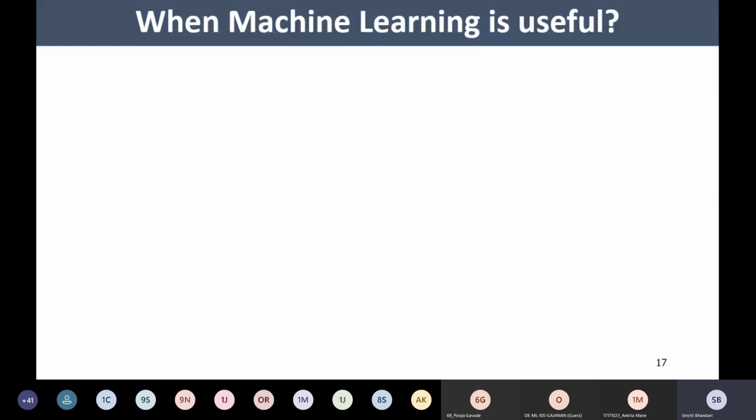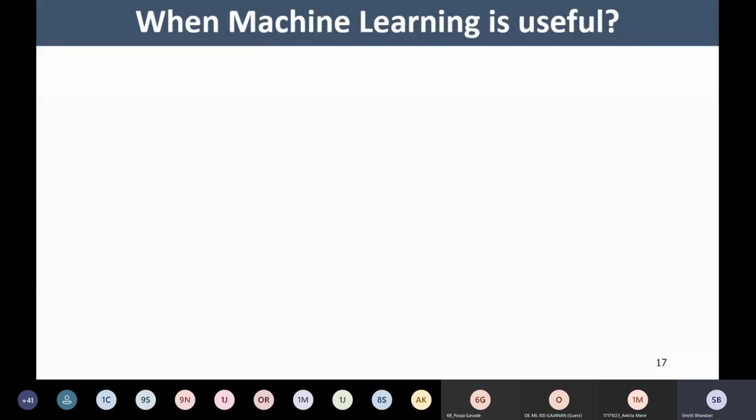Once again, I am repeating. If you have very clear, precise, concise rules available, there is not much complexity in defining the rules, and there is no explosion of combinations of several rules, then you should not think of a machine learning approach, but instead you should go with the classical programming approach.